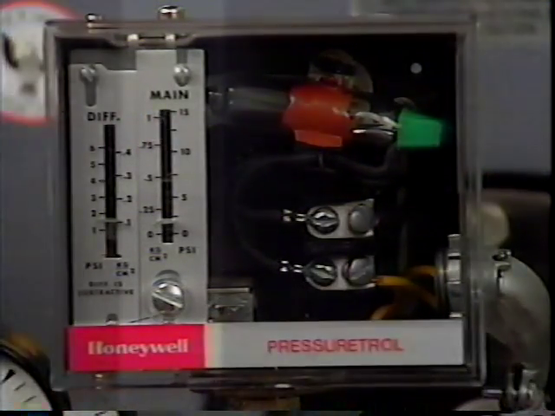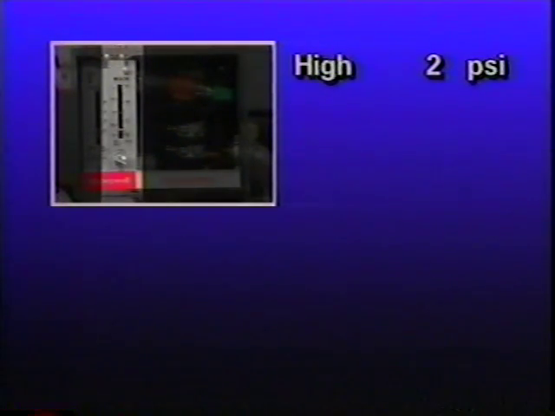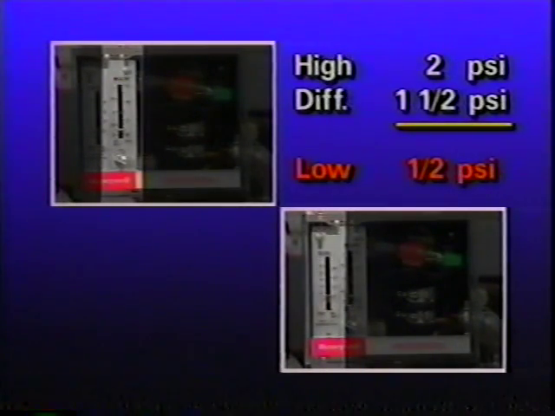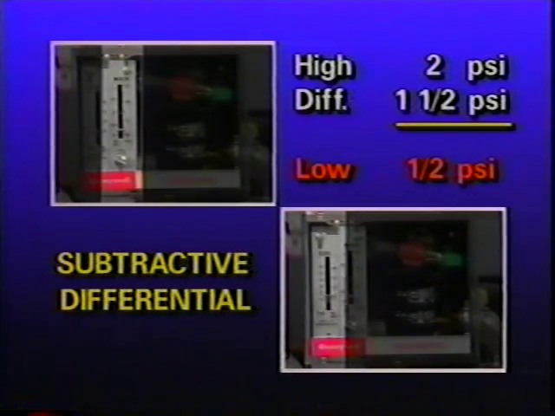Some pressure controls have a high or main setting rather than a low setting. For this same example, the high setting would be 2 psi. The differential setting, 1.5 psi, making the low 1/2 psi. This is called a pressure control with a subtractive differential, since you subtract the differential setting from the high setting to arrive at the low setting. In this example, the burner would come on at 1/2 psi and go off at 2 psi.